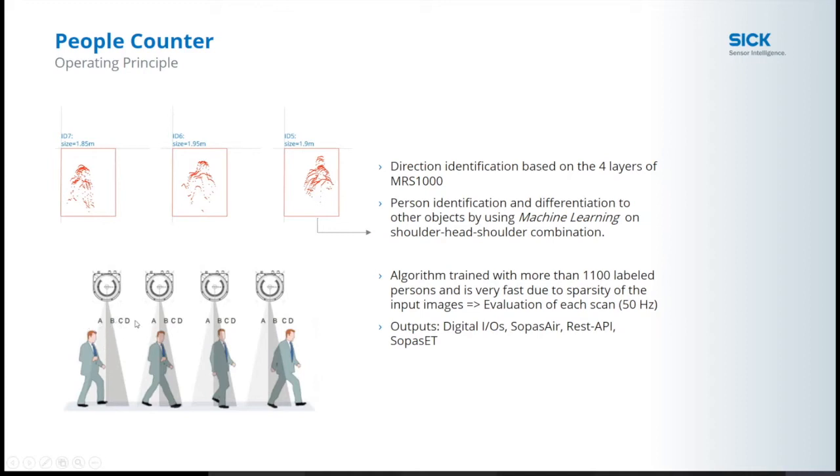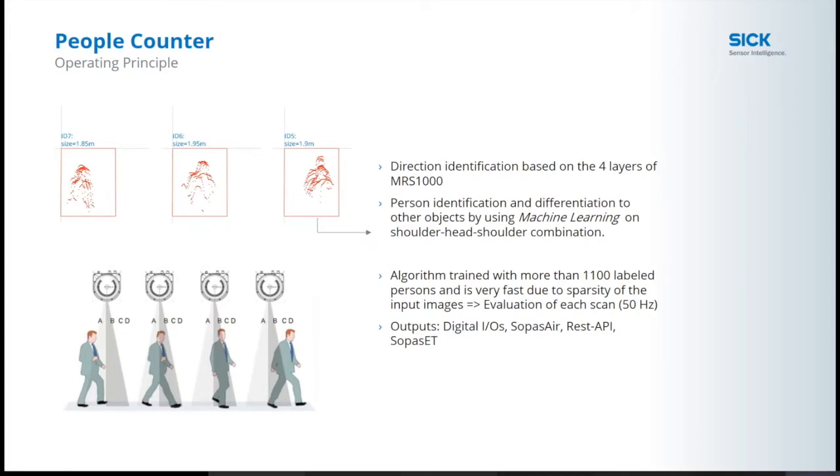So those 4 layers, the way that they're oriented means that as you walk into the room or as you walk through the door, you break those layers in succession. So if you're walking, say, into the room, it's going to go A, B, C, D. If you're walking out, conversely, it's going to go D, C, B, A as you walk out of the room. And so as you're walking through there, you're just breaking those layers, and all the people counter is doing is basically determining your direction based off of which direction you break those layers.